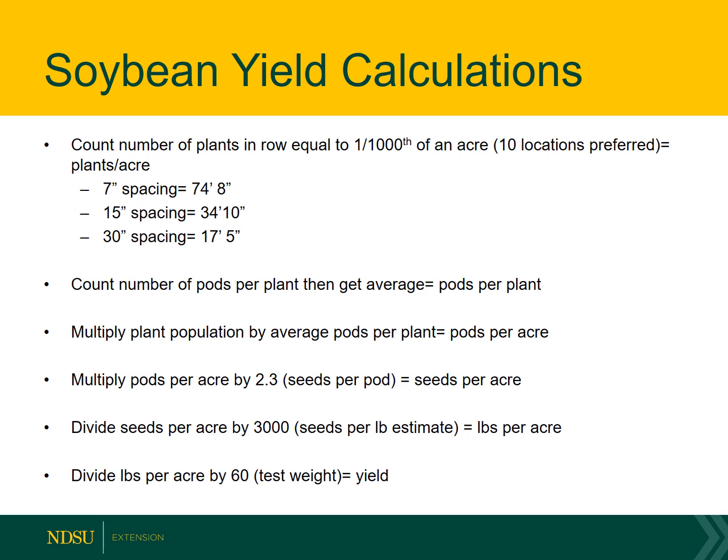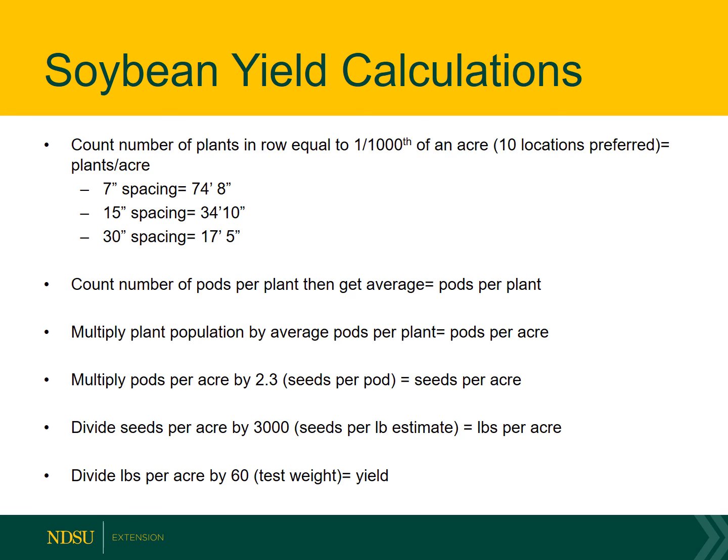And then the next part is to divide the seeds per acre by 3,000. So this is a general middle of the road seeds per pound estimate. When you start at the beginning of the year, going out and seeding, you can see seeds per pound ranging from 2,000 to 4,000, and anywhere in between. So this is just a general divider of 3,000, middle of the road. So this is going to give you pounds per acre.